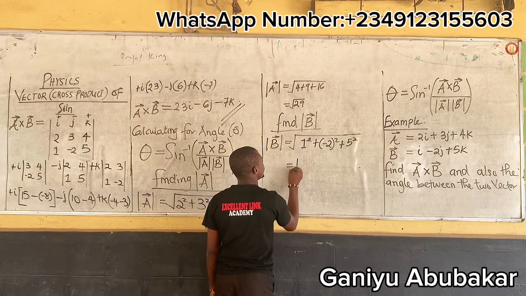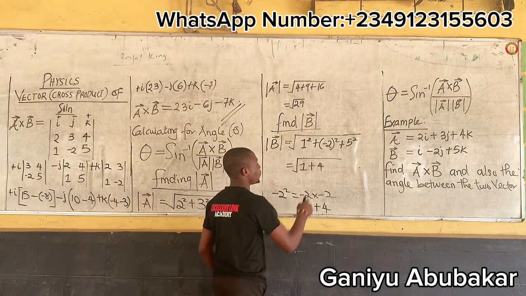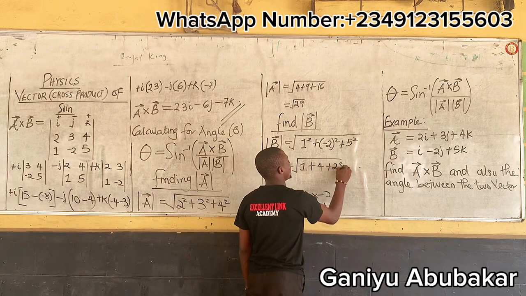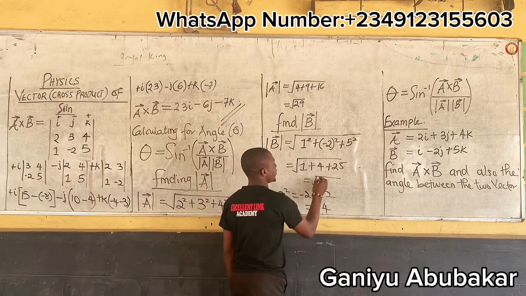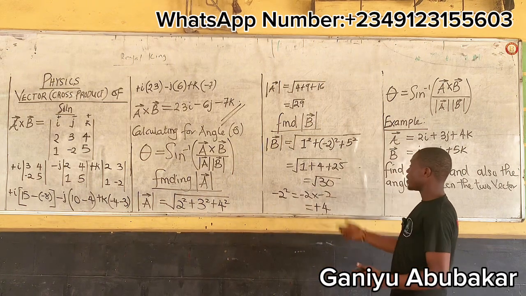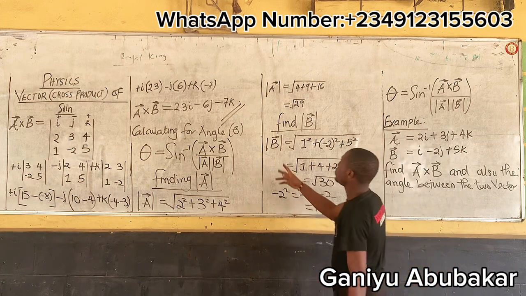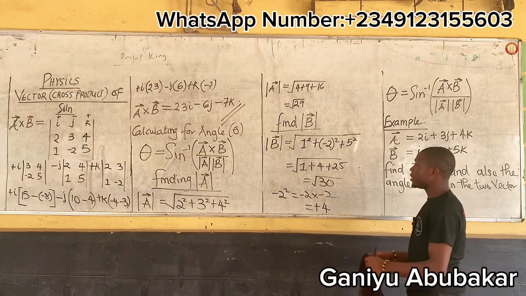This is now equal to, what's 1 squared? Of course 1. That's 4 plus what? 25. This will give what? Root 30. 4 plus 1 is 5, 5 plus 25 is 30. So my magnitude of vector B is root 30. Alright, let's now get the angle easily.